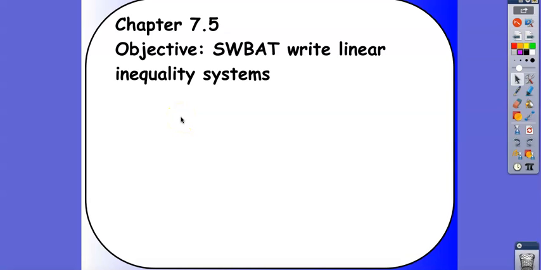Okay, this is Miss Webb, and this time I want you to be able to write a linear inequality system. And let's get started on this one.